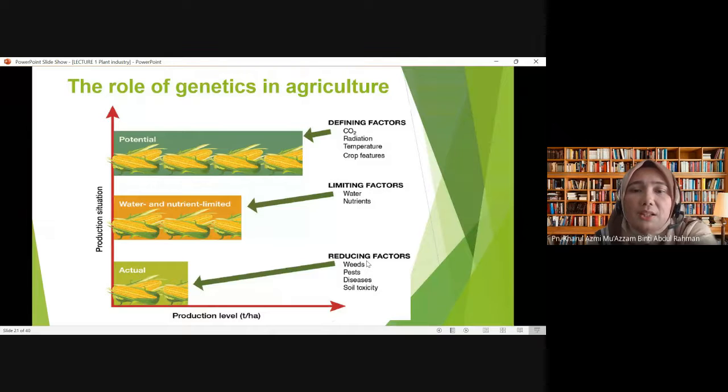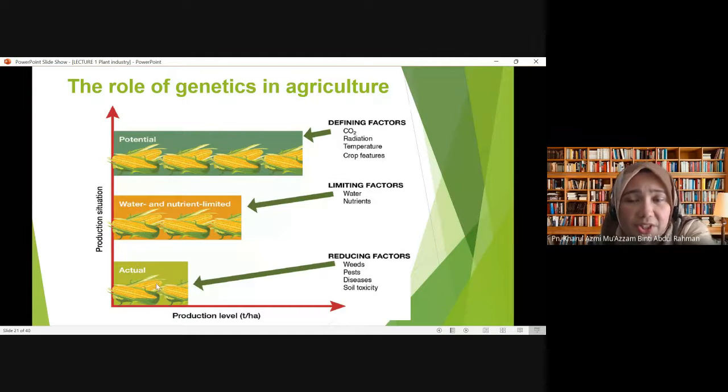For example, the defining factors. For example, we have the potential corn here. We have the weather, the carbon dioxide, radiation, temperature, and then crop features. This is the potential yang kita boleh bangunkan ya. Kita nak dia sama ada resistant to this temperature ke radiation ke, so kita boleh masukkan gene yang berkenaan. And then limiting factor, sama ada water or nutrient, kita boleh juga masukkan dalam maize kita tadi untuk tingkatkan production.